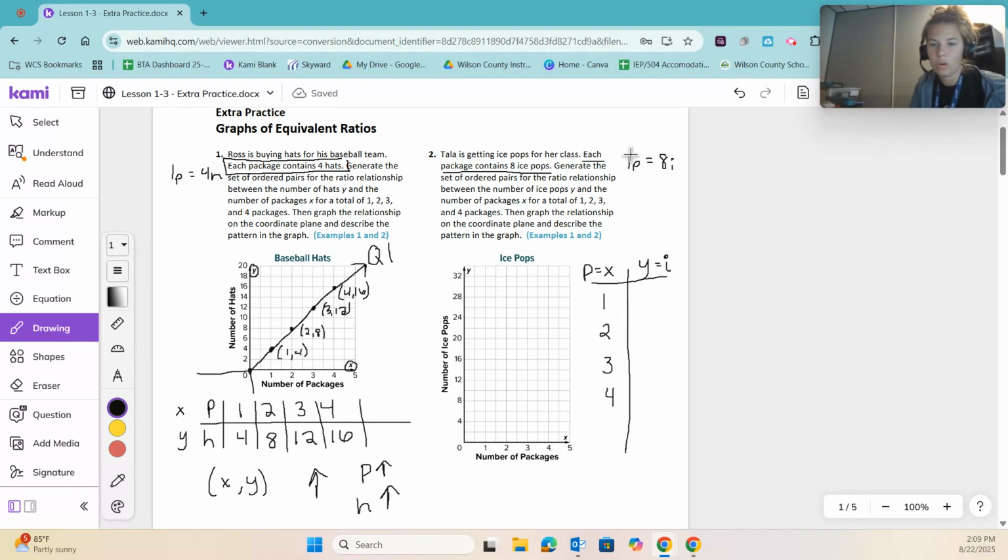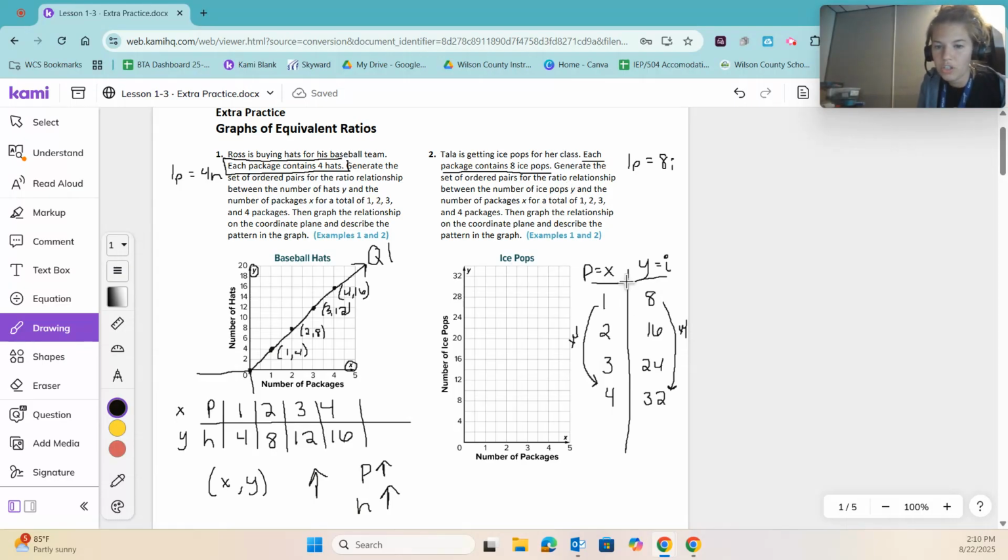Now, each package is 8 ice pops. Same process here: 8, and then each additional is going to be another 8, so 16, and then 24, and then 32, because we're adding 8 every time. It's increasing 8 every time for every one package. Now, remember, from your tables, you could also multiply by 4. How many is in a package of 4? We could take 1 times 4 and get 4, 8 times 4 and get our 32. Just a reminder of another way to do that.